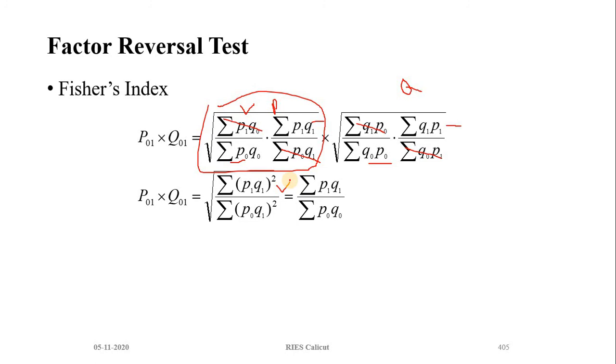Now you remove the root. When you remove this root, the exponents go. Now it simply becomes sigma P1 Q1 divided by sigma P0 Q0, which is the value index number. So the Fisher index number satisfies this factor reversal test, and none of the other methods satisfy this test.